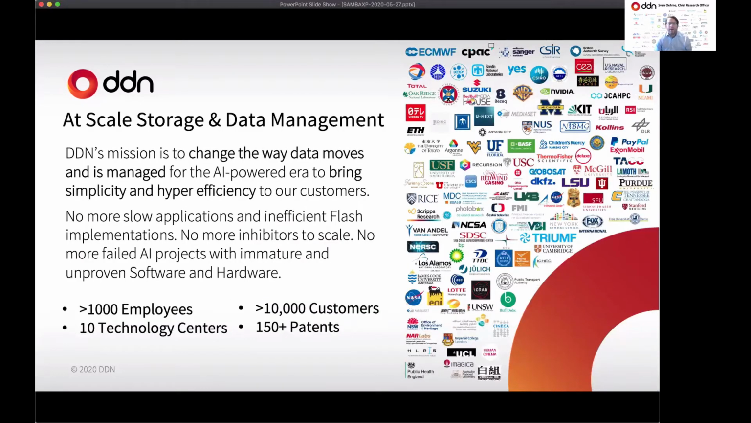So our customers are a large number. As I said, the company is quite large. We have about 1,000 employees. We have over 10,000 paying customers today. This is just a small subset of logos of customers that we are supporting. We have 10 technology centers all around the world, 150 plus patents across our different product portfolios. And we basically deliver anything at scale for mission critical workloads, research, everything you can imagine that has to do with storage. We have a solution in our portfolio.